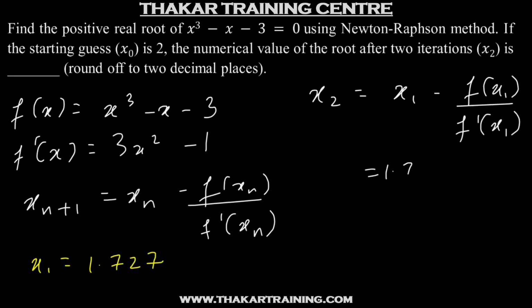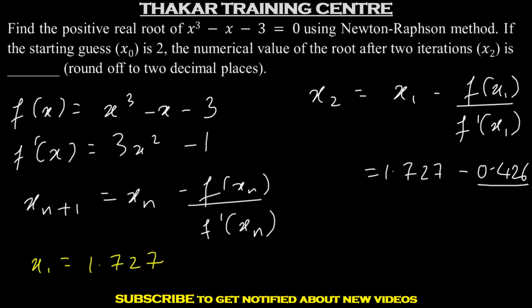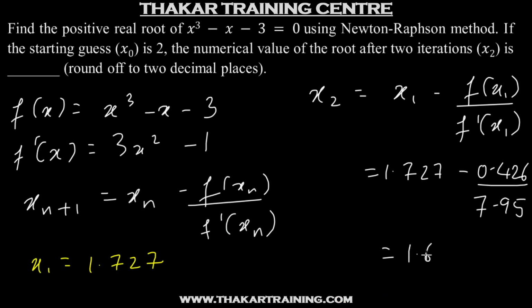Similarly, x2 will be equal to x1 minus f of x1 upon f dash of x1. So this will be 1.727 minus, so f of x1 will be f of 1.727. So when we put that value in this function, we get 0.426 upon f dash of x1, which will be f dash of 1.727, which comes to 7.95. And this on simplification gives 1.673. So we have x2 equal to 1.673, which is what we are asked, the numerical value of the root after 2 iterations. Now we have to round off to 2 decimal places. So the answer will be 1.67.